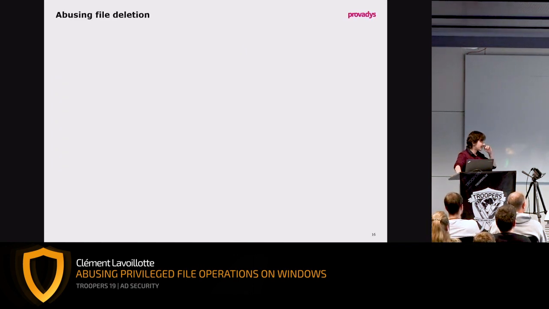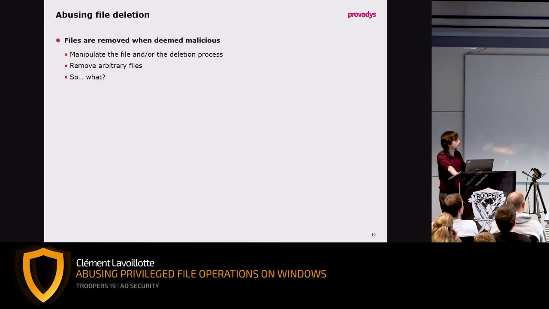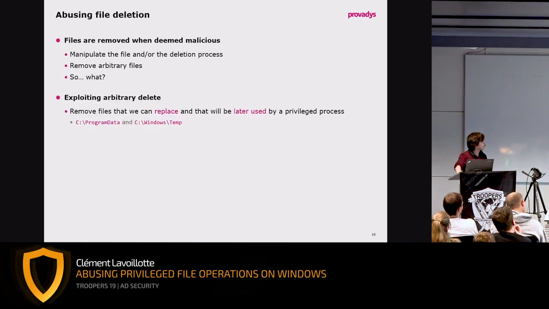Other ways to abuse file deletion in a more generic sense, but still when they're performed by AV or other software, but mostly AV, is to exploit the delete to delete files that we can later replace. For instance, in ProgramData or C:\Windows\Temp, where an unprivileged user can create files, but not replace existing ones. So if we can delete this file, it no longer exists, so we can recreate it.